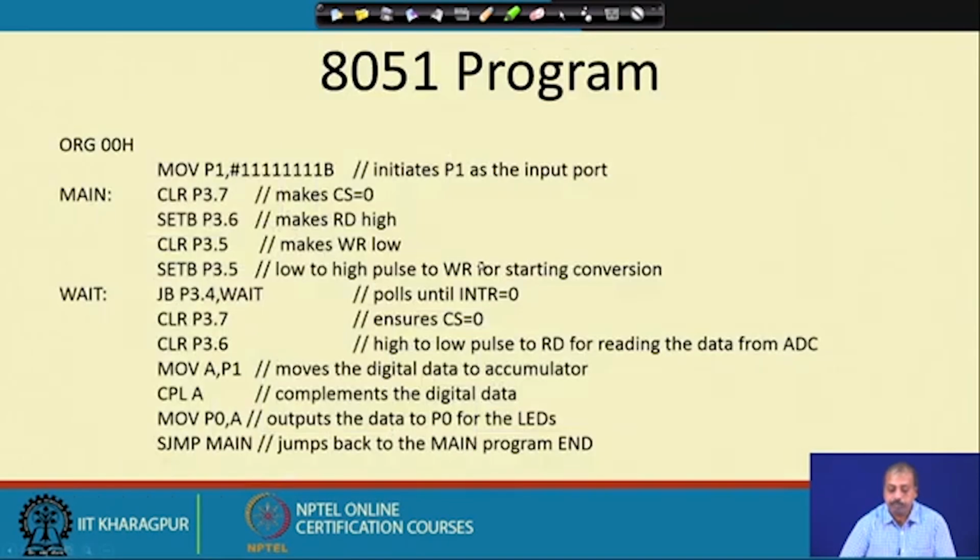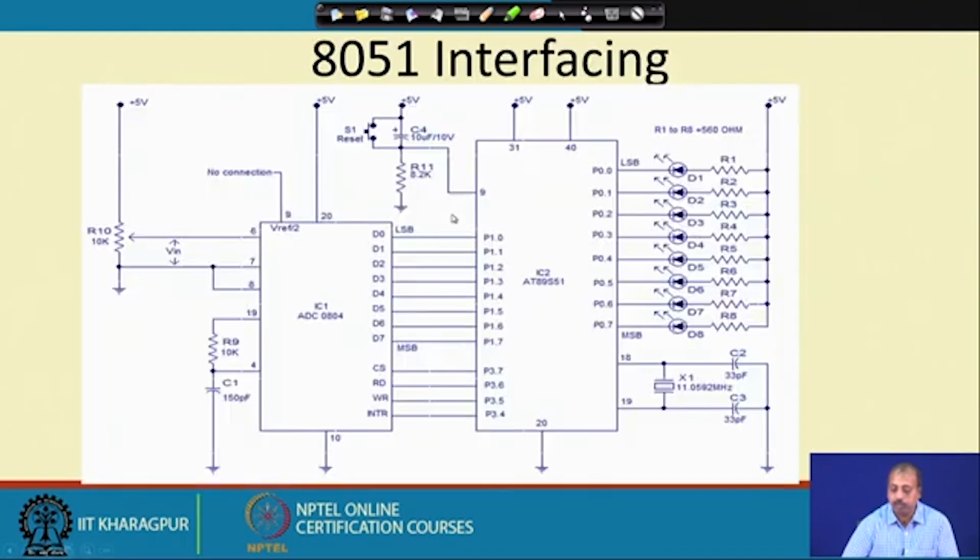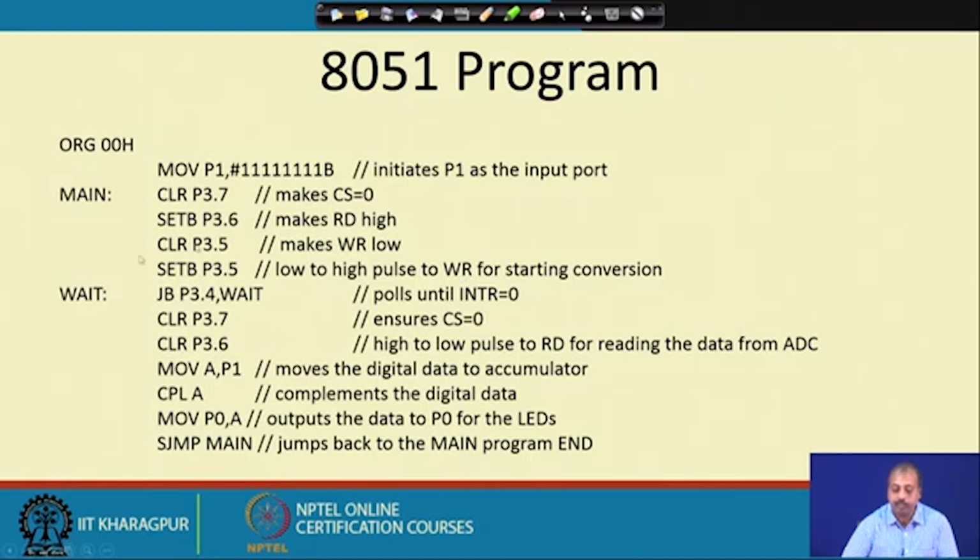Now, the program structure will be something like this. Origin 00 hex means that the program will be compiled from location 00 hex. First of all, P1 has to be put in the input mode. If you look into this port, P1 is connected as input from D0 to D7. So, P1 has to be configured as input port. This is done here. Then we select the chip select line and make it equal to 0. So, clear P 3.7 will put this CS line equal to 0.